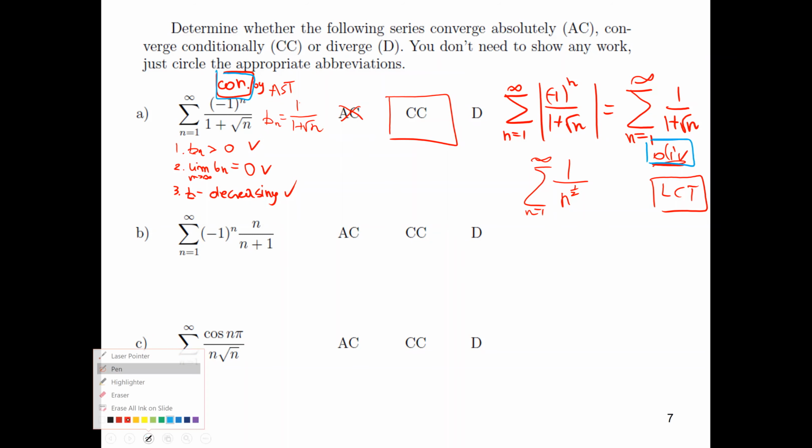Okay, what about B, the second one? -1 to the n times n over n plus 1. Again, we can say test for divergence, or even the AST. However, I can't really use AST, because the alternating series test is only good when we have convergence. When I say check, check, and check, I have to satisfy all of these conditions. AST is not proving divergence.